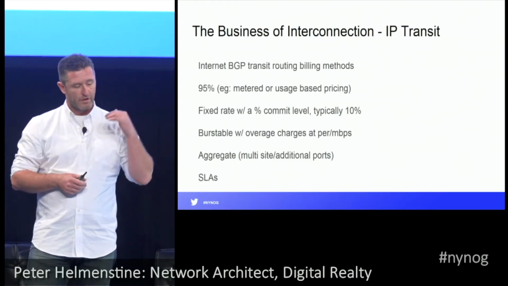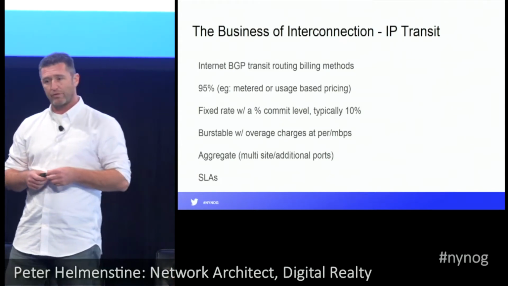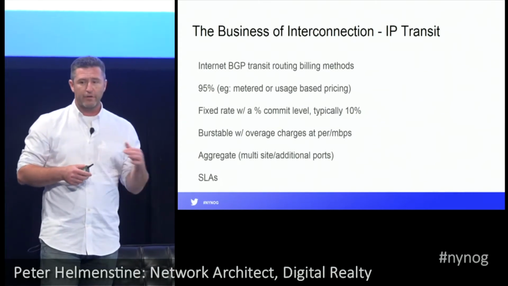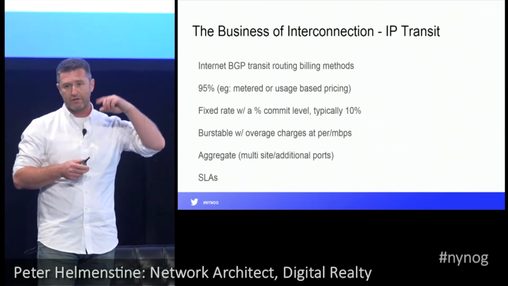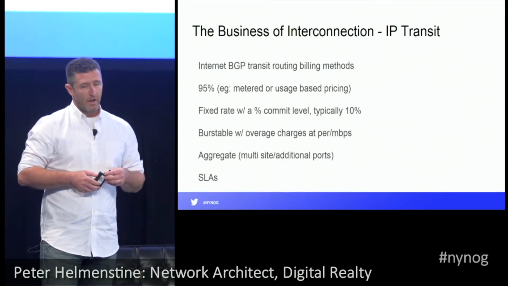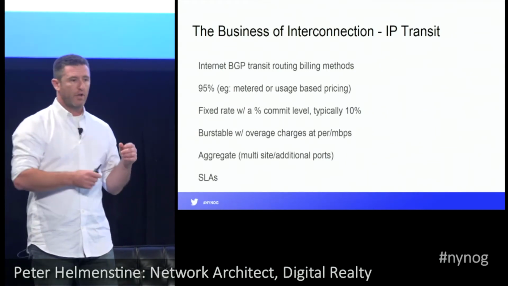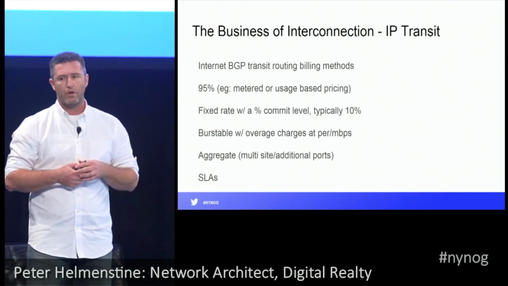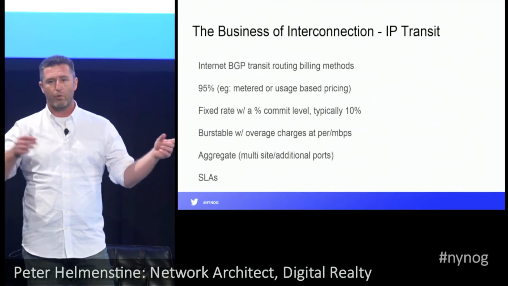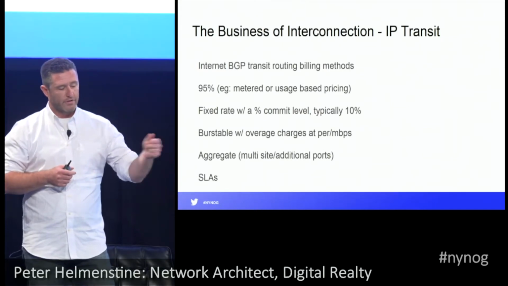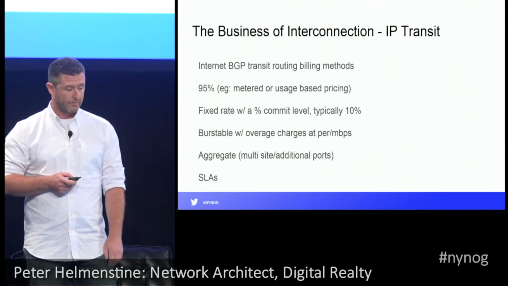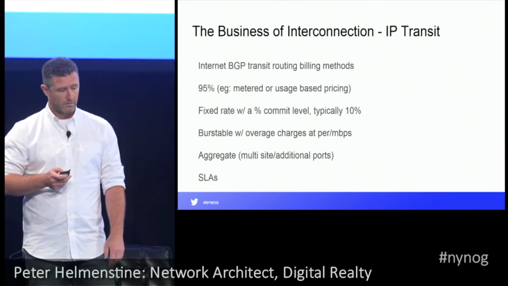So you've got usage, you've got fixed rate, then you have burstable. Say you buy a 1 gig circuit and commit to 500 megs of that, but if you go over that 500 megs, there are some overage charges and you get billed per megabit. Then aggregate: if you have multi-site locations, you're committing to an aggregate usage, even though you might have 5 to 10 different ports. Sometimes the ports are NRC, so there are different ways of dealing with that as well. And then SLAs are something you also have to really take into account.